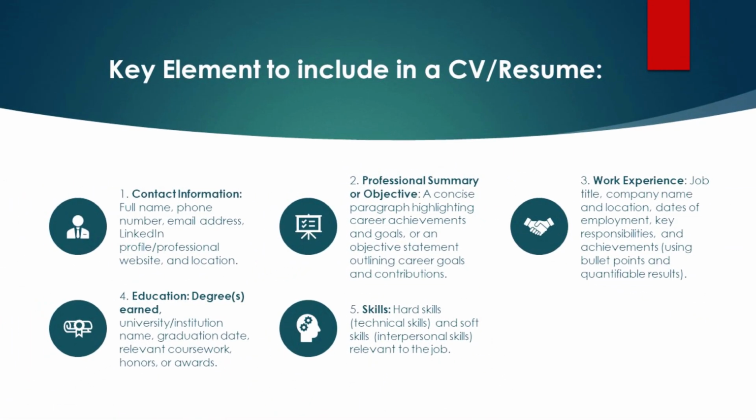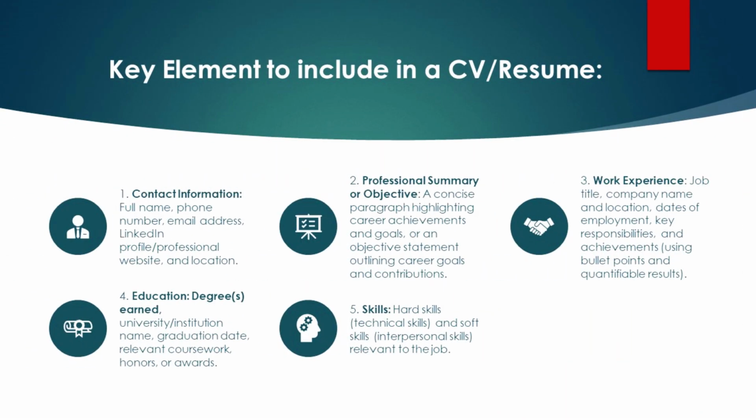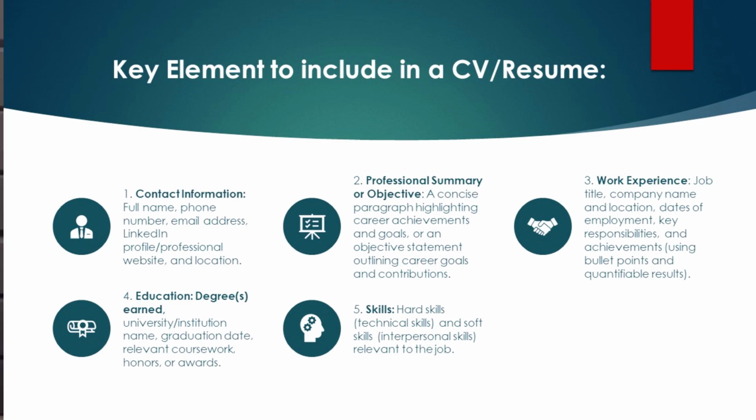Number 1, we have contact information. Contact information includes your full name, your phone number, your email address, LinkedIn profile, and you can decide to add a website that showcases your professional achievements and career goals. Number 2, we have professional summary. Professional summary is a paragraph that highlights your career achievements and goals.